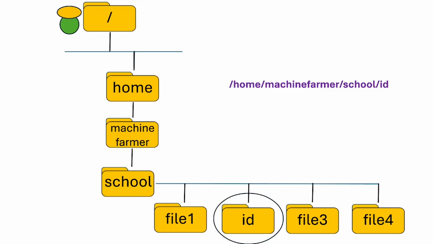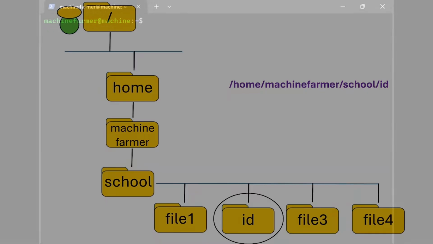Now, why is it important? Why should we classify a path just because it's starting from root? To understand this, we need practical experience.